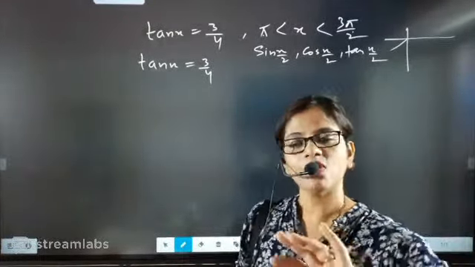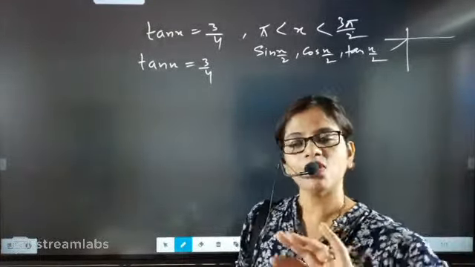Next, draw the triangle. Here tan x is given, so 3, 4, and the hypotenuse: 3 square, 4 square, 25, 5. So the hypotenuse again came 5. Now, beta, next sin x. You know sin x is perpendicular by hypotenuse. Perpendicular is given as 3, and the hypotenuse is coming 5. But I told you one bell is there, and that bell is ringing very loudly: x lies between 180 to 270.